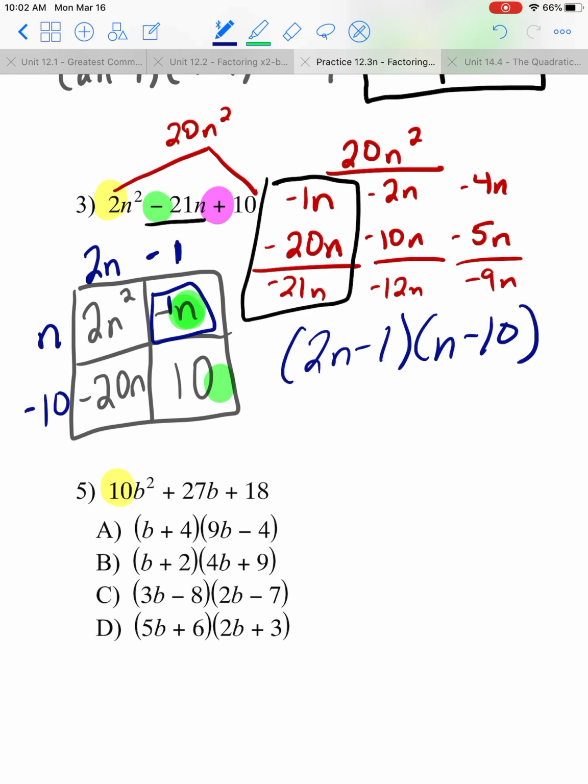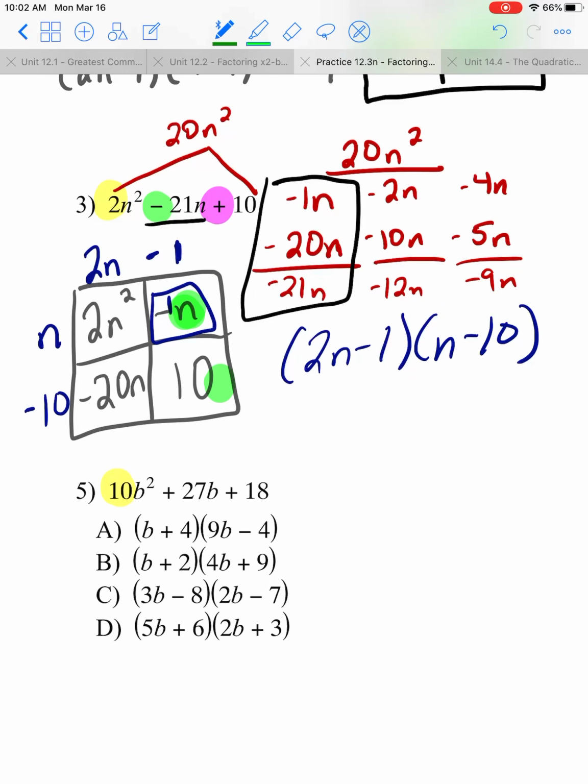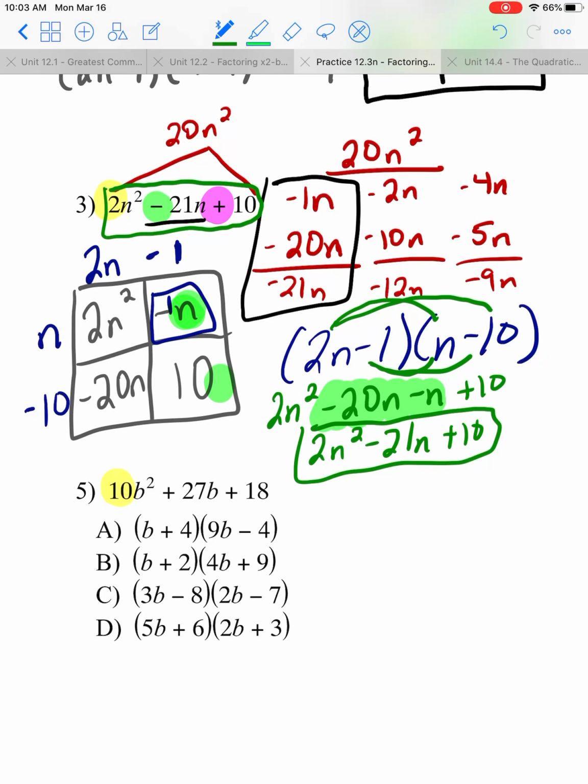All right. Now, like we talked about yesterday in that video, I can check all of these. Let's check one. I'll distribute this to both terms. That would give me 2n squared minus 20n minus n plus 10. Combine my like terms here, and I'd have 2n squared minus 21n plus 10. That should be the same exact thing as what I have here. And it is, so I got it right.